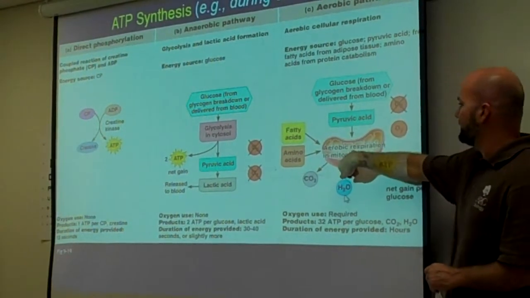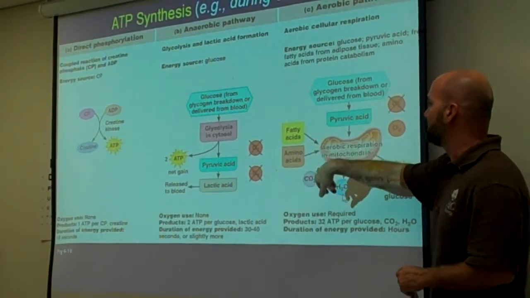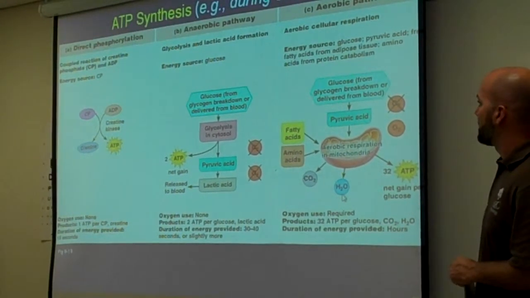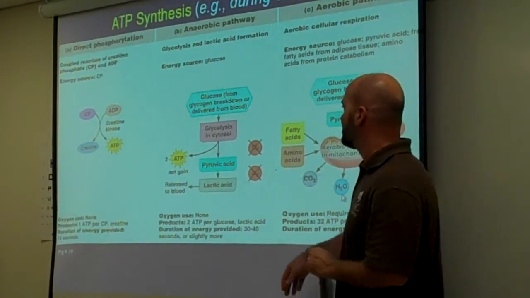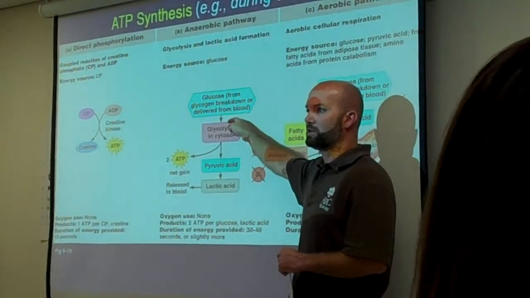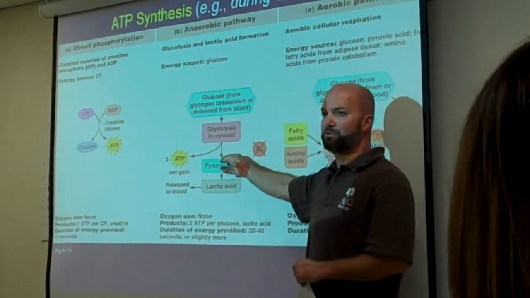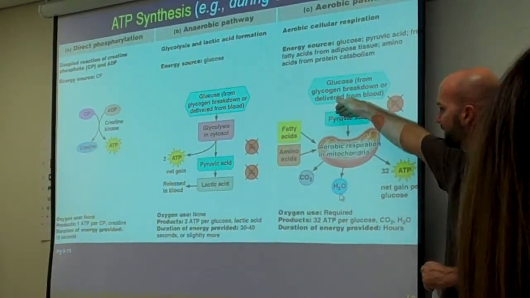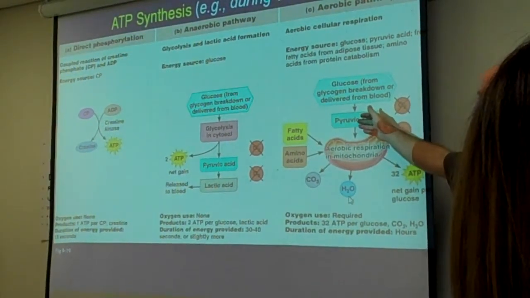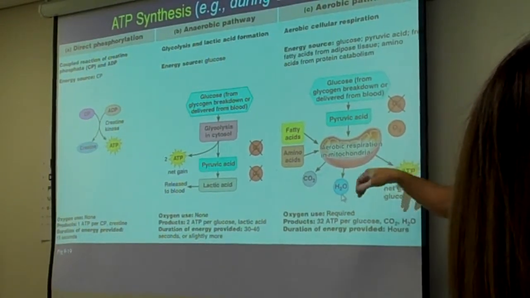Pyruvic acid can enter Krebs cycle. Certain amino acids can enter Krebs cycle. Fatty acids can enter Krebs cycle. So if oxygen is present, you can start the breakdown of glucose in the cytosol, get your 2 ATP, your 2 molecules of pyruvic acid, and then you can continue to further break down what was glucose initially until there's nothing left but CO2, water, ATP, and heat.